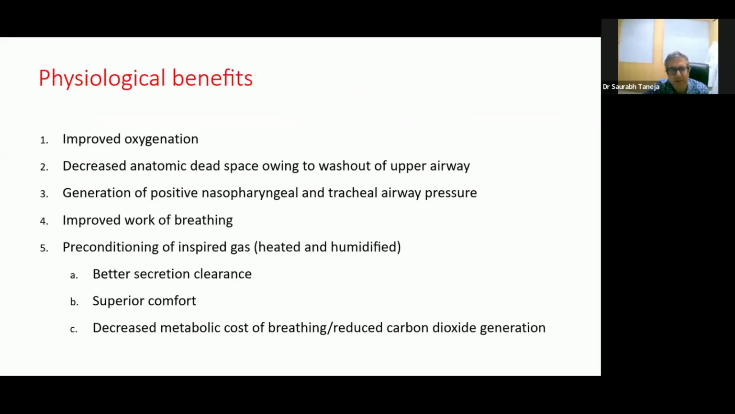The benefits are improved oxygenation, decreased anatomic dead space owing to washout of the upper airway, improved work of breathing, better secretion clearance, and superior comfort. So this is very important when you give heated and humidified air to the patient. Suppose you have to do it for certain days. When you give dry air compared to heated and humidified air, the patient is much more comfortable. There is better secretion clearance. The patient will not feel any dryness. So this is very important. When you use the HFNC, try and see that the humidifier water level is also at the correct level, please. Next slide.